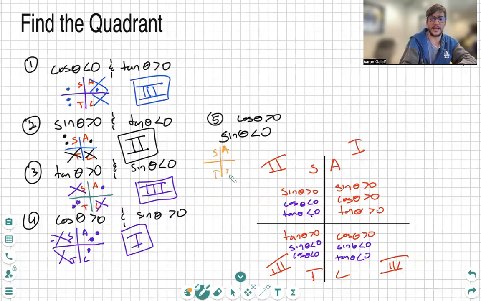All Students Take Calculus. Cosine of theta is positive, so we're here and here. Sine of theta is negative, so we're here and here. We didn't cross any off this time. We see the one with the double dots is our answer. We are in the fourth quadrant.